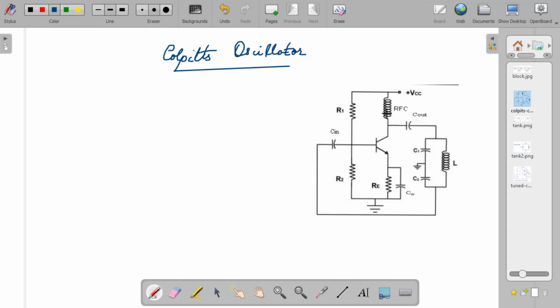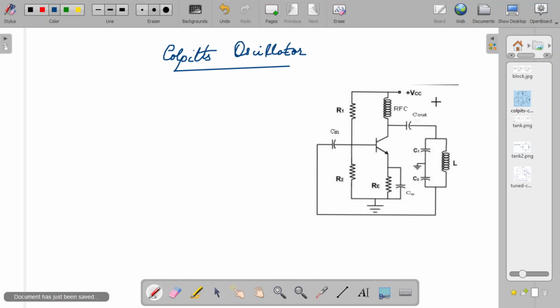So in a way it imposes a choking or impedance to the AC signal, so that it will keep the VCC safe. Eliminating the AC signal flowing through this resistor is very important for keeping the biasing such that you get proper oscillations in the beginning of the oscillator circuit. So that is about the RFC.